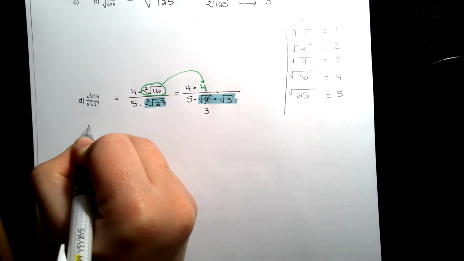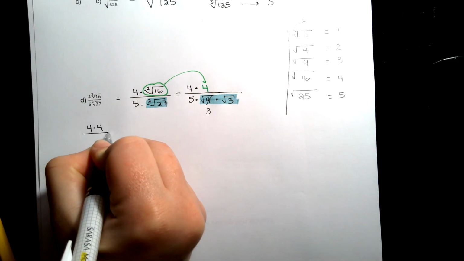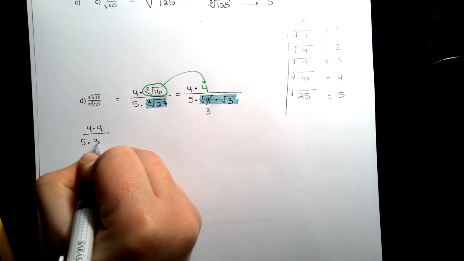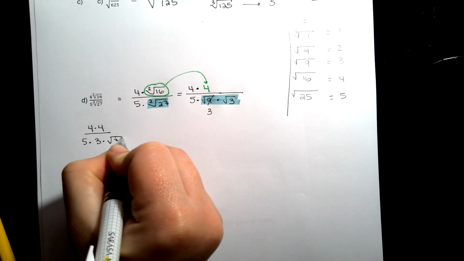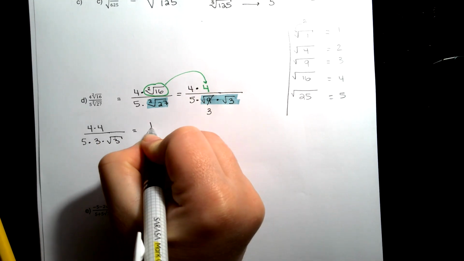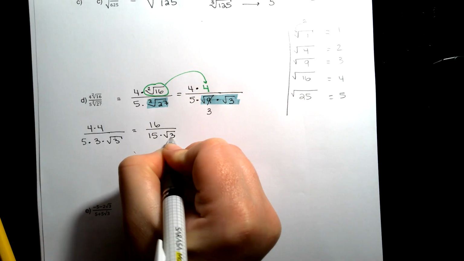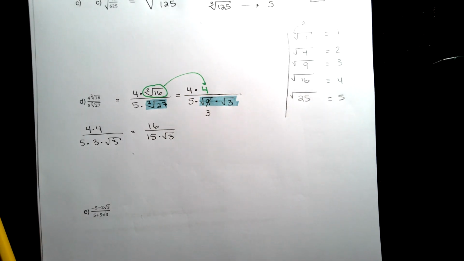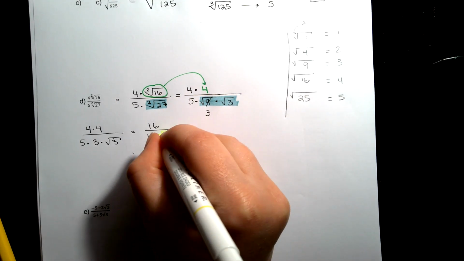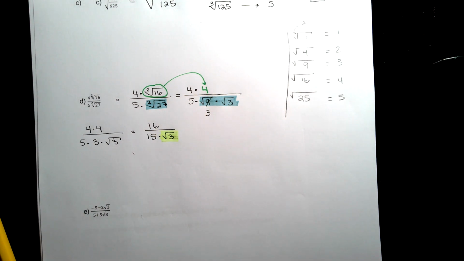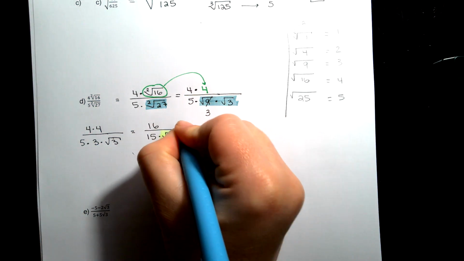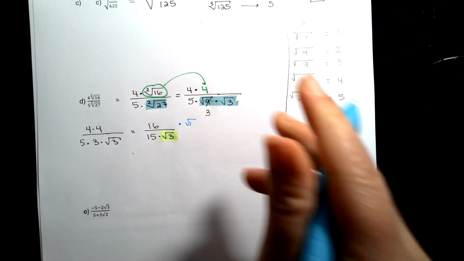So now I have 4 times 4. I'll just keep writing 4 times 4 just for a little bit. We get 5 times 3 times the square root of 3. So now we have 16 over 15 times the square root of 3. Now, whenever you end up with a radical in your denominator, this is a huge no-no. So what we need to do is we need to now rationalize the denominator by multiplying top and bottom by the square root of 3.